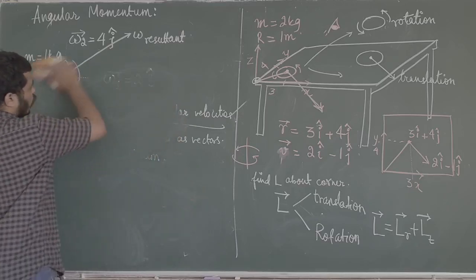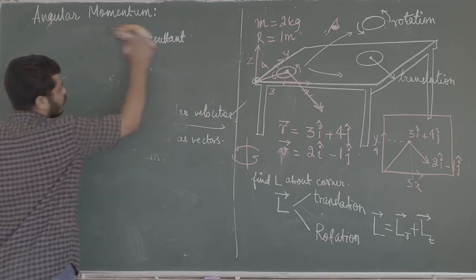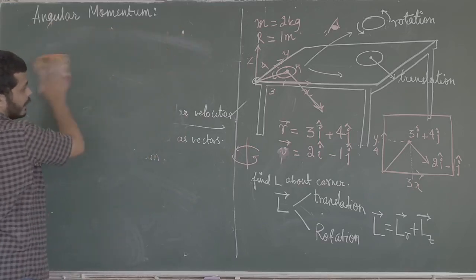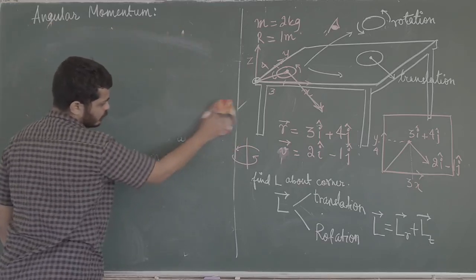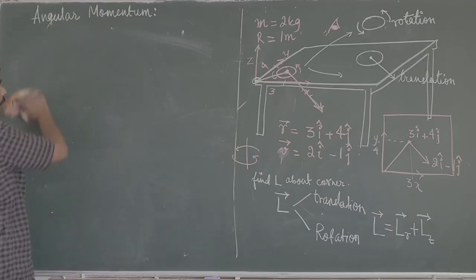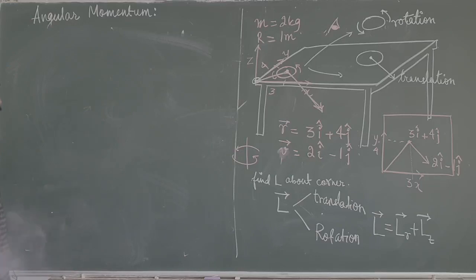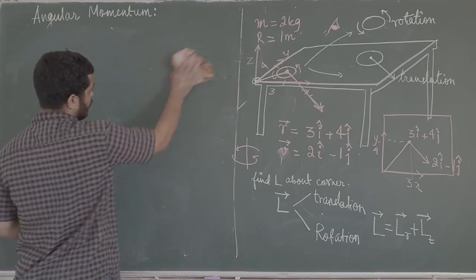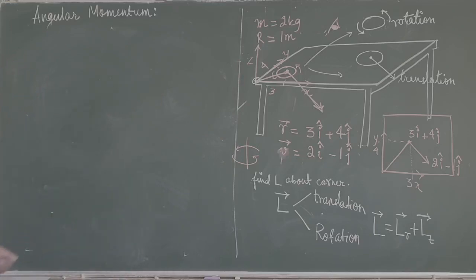Keep in mind, normally angular momentum is not a very complicated thing. Even if you don't write it as a vector, it is okay. You don't always need to write it as a vector quantity. But whenever you are adding or subtracting angular momentum, for example when finding the change in angular momentum, which is called angular impulse, it is important to write angular momentum as a vector.